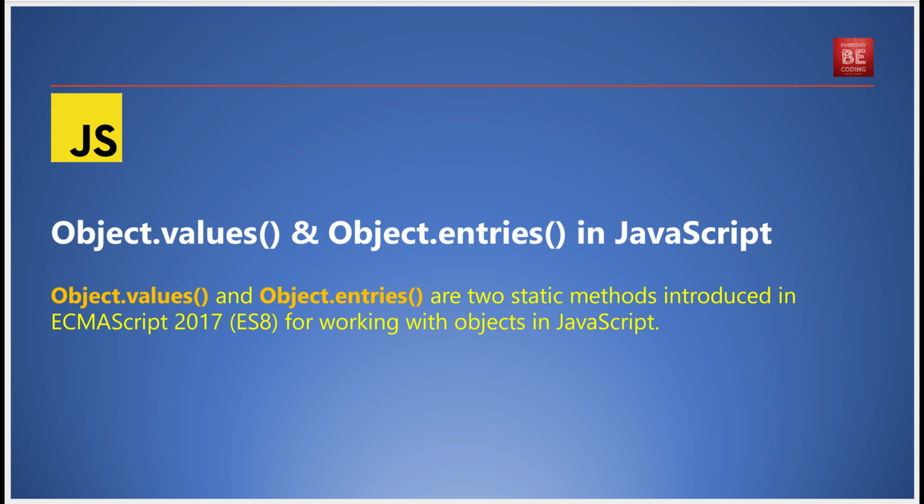Ever grappled with the challenge of working with objects in JavaScript before the advent of ECMAScript 2017, commonly known as ES8? Remember those times when extracting values or iterating over the properties of an object seemed like a daunting task? Well, those days are a distant memory now, thanks to two static methods introduced in ES8, Object.values and Object.entries.